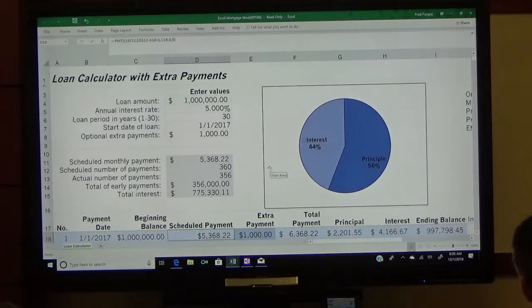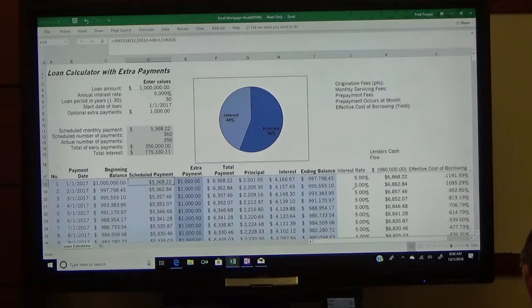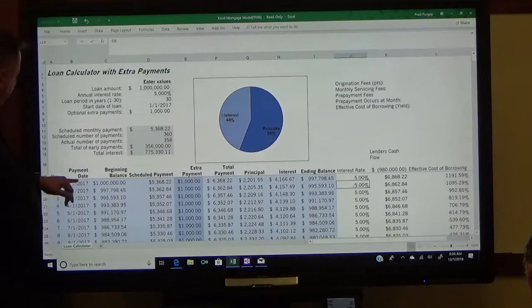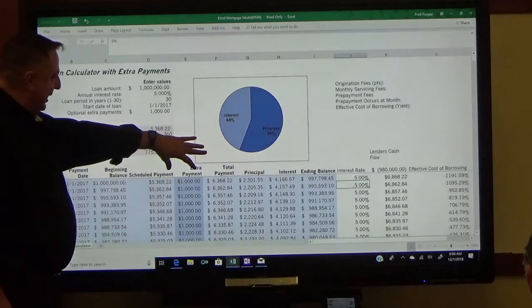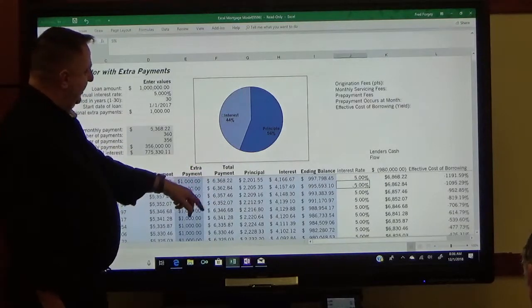So if you take a look each month, and if you look over here, we've got, in addition to what you're familiar with in terms of an amortization schedule, the payment number, the payment date, the beginning balance, the scheduled payment, and then the inserted extra payment here. So for the total payment, obviously, the difference is $1,000 there.